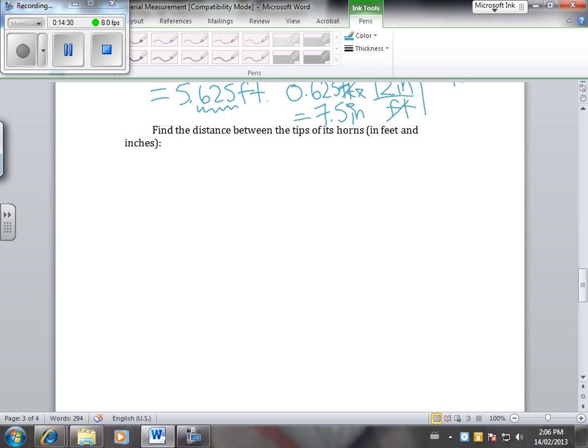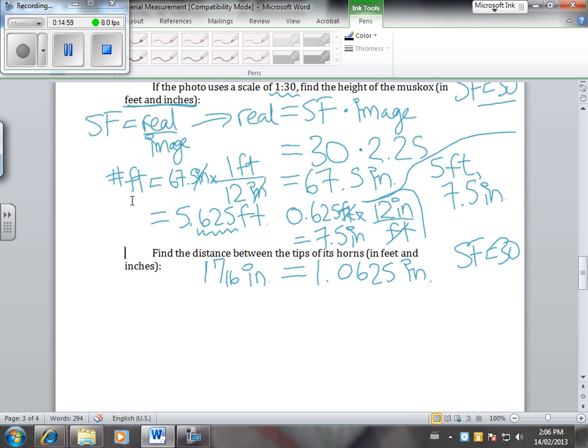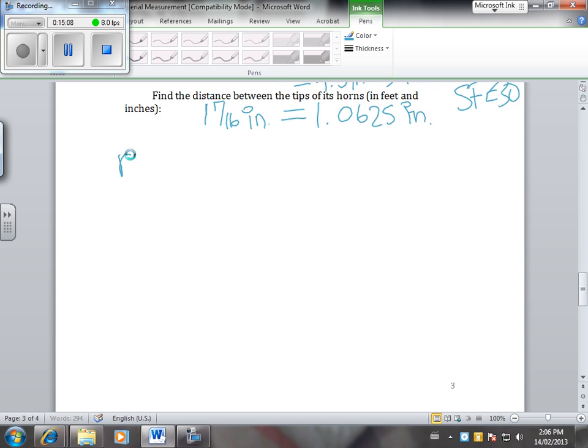So again, in the photo, the distance between the horns is 1 1/16 of an inch. And in decimal, this is 1.0625 inches. Okay, and we still know that our scale factor from before is 30, and we can use this equation again. So we can just go right to the real equals scale factor times image.